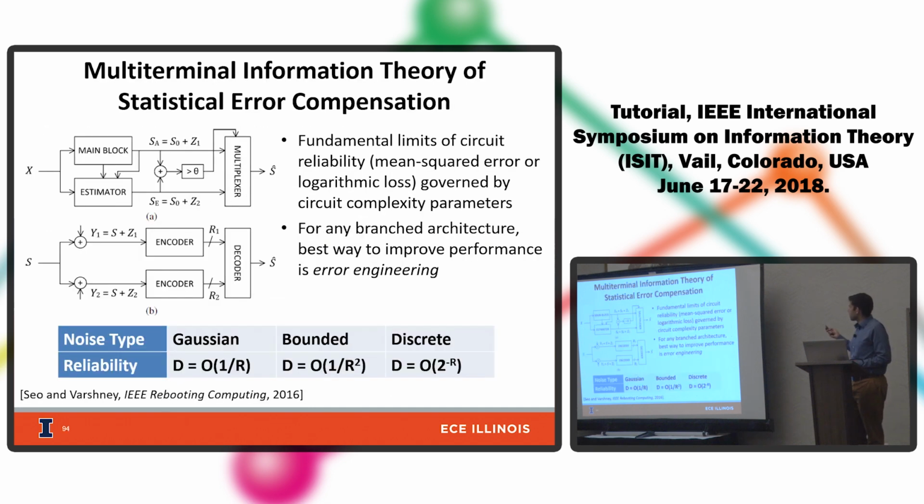Okay. And so now we have this analogy between the ANT system and the CEO problem. And so now we can argue that the fundamental limits of circuit reliability, the error in performance, is governed by circuit complexity parameters, which were modeled through these rates. And one of the key insights that emerges from this analogy is that for any of these branched architectures, whether algorithmic noise tolerance or other ones, the best way to improve performance is actually error engineering. And the reason this happens is because in the CEO problem, it has been shown that there are different scaling laws of distortion with respect to rate, depending on the observation noise. So if you go back to the work of Toby Berger, whether you consider Gaussian noise or discrete noise, it's fundamentally different how the distortion scales with the complexity, and likewise with bounded noise.